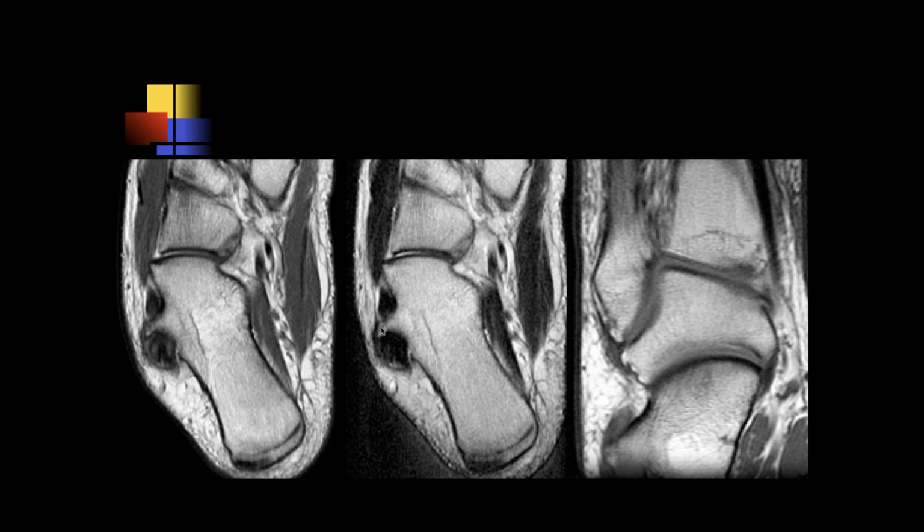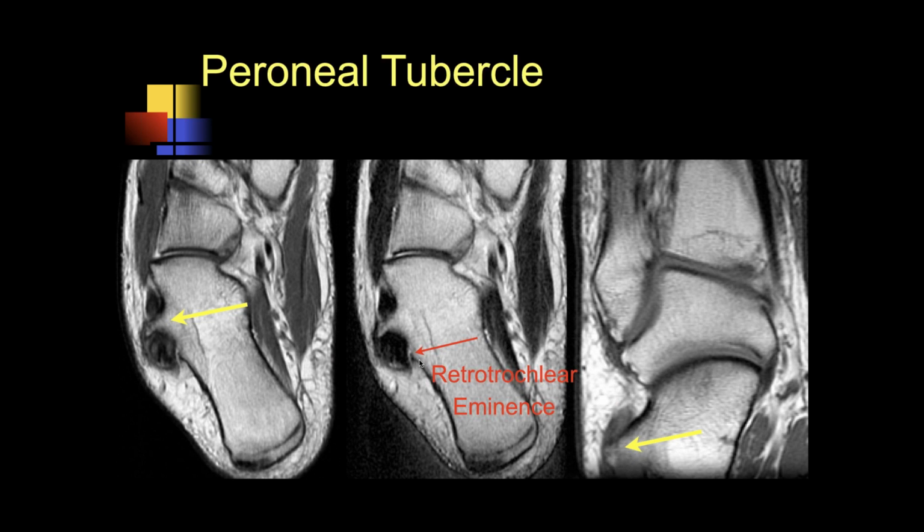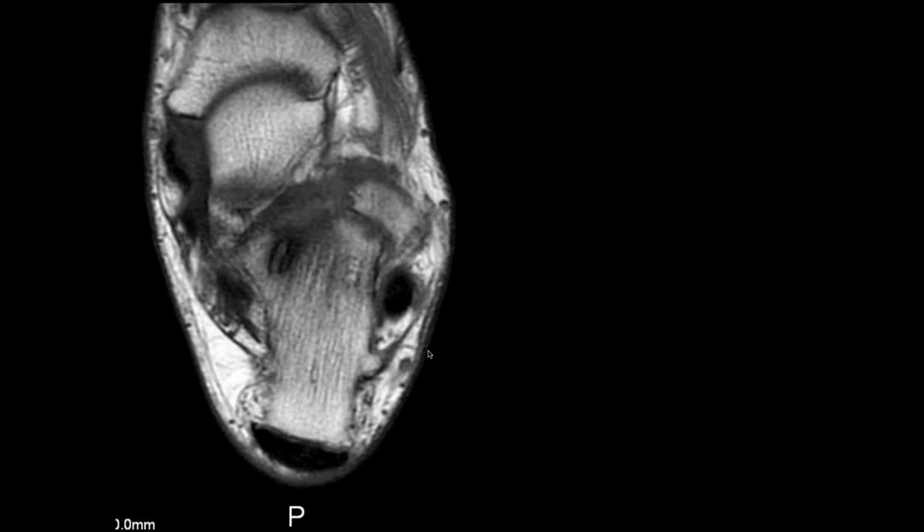So if you see a peroneal tubercle, you need to make sure that it's between the two tendons before you're concerned that it's pathologic. Here's the coronal plane where we see the peroneal tubercle and some tendinosis on the longus tendon due to that. Now, the retrotrochlear eminence is back here and is a normal finding, not associated with pathology. I have seen a number of radiologists call retrotrochlear eminences peroneal tubercles, and that's a pretty significant mistake. And we'll talk about more disease here later and what to do about it.